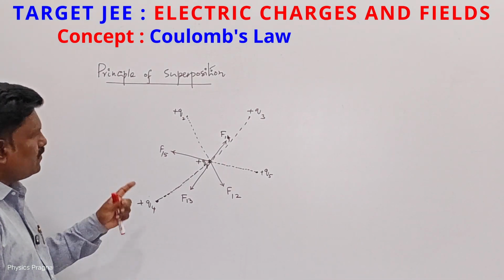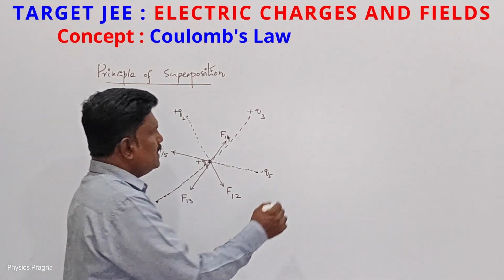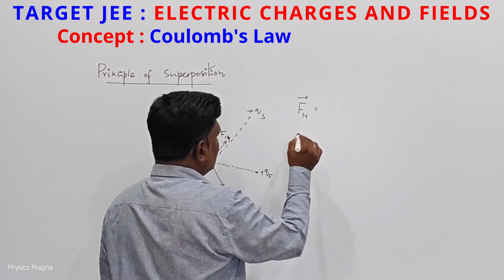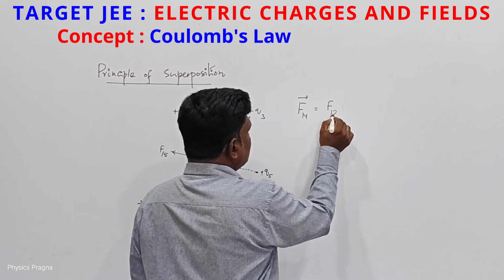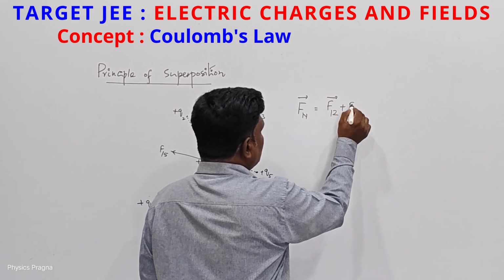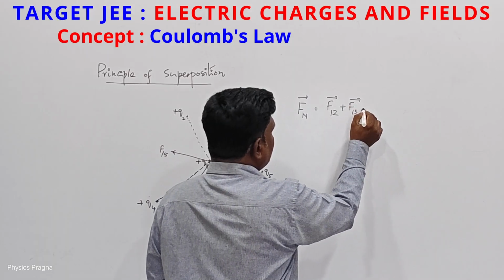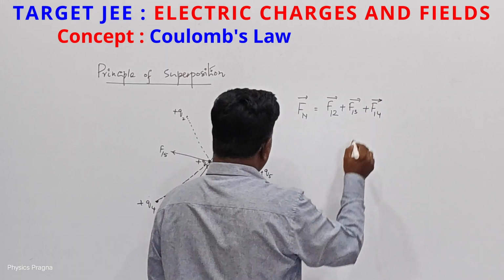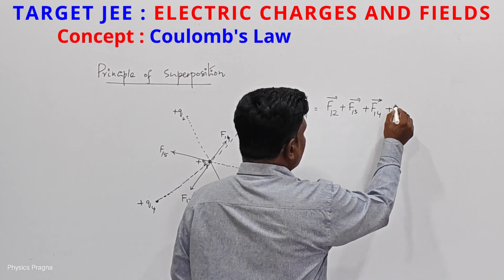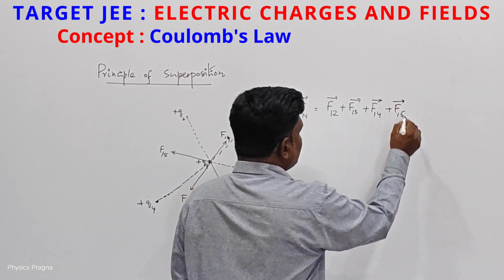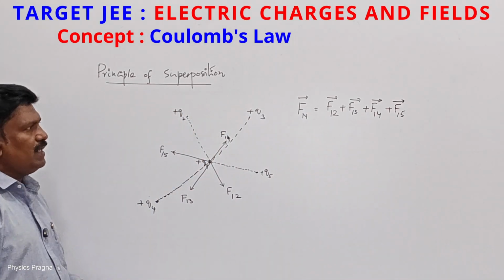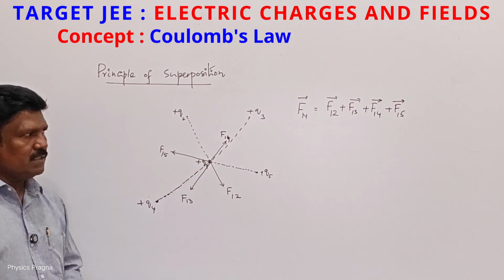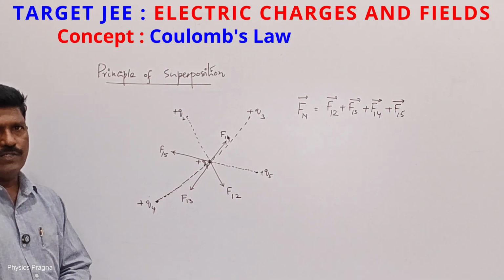But one thing, the net force, if you want to write, this F net force is equal to the force on the first charge due to the second one, the force on the first charge because of the third charge, the force on the first charge because of the fourth charge, like this, the force on the first charge because of the fifth charge. So the algebraic sum of all forces is equal to the net force. So this is called the superposition principle.